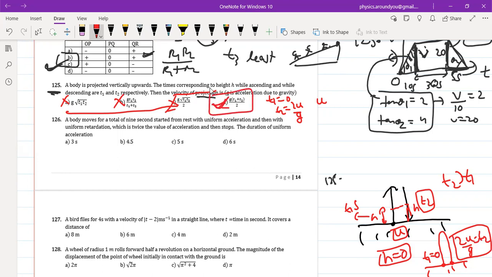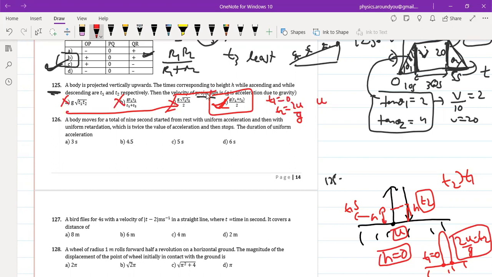I have substituted h as 0. If h is 0, it will be spotted at that h equal to 0 at t1 equal to 0 and t2 equal to 2u by g. So if I put t1 equal to 0 and t2 equal to 2u by g, I should be getting u back. That is not the case in A, B, and C. It is only the case in D. Hence, D is the right choice.